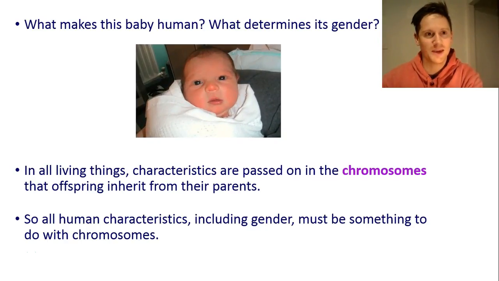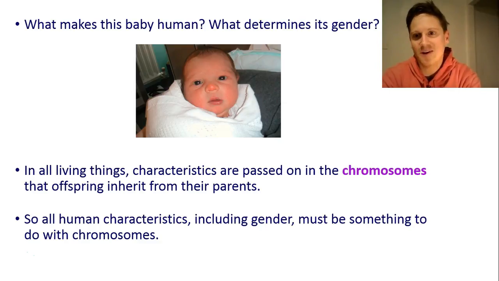So, a few questions to begin. We have a cute little baby here. What makes this baby human? At every stage of our lives, we were only one cell in size, and that cell divided into two, and that cell replicated to become 4, 8, 16, 32. Eventually, all of those cells were able to work together and make a living thing. But how did those cells know that that living thing was going to be human as opposed to an animal or a plant? What determines the gender of this child? So whether it's male or female?